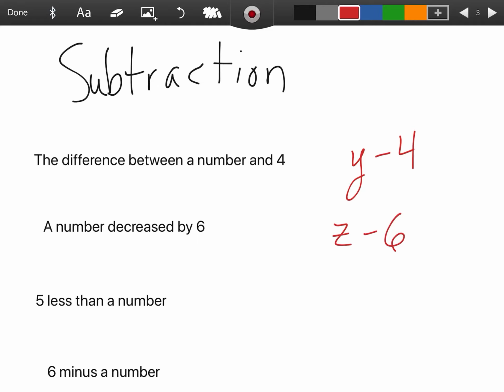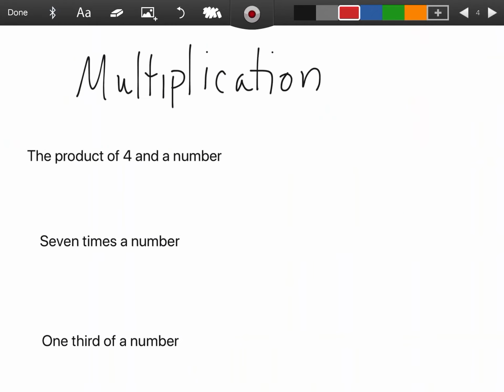Now this next one is a little bit tricky. 5 less than a number. Well, that's going to be that number minus 5, right? If I have 5 less than 9, that's 9 minus 5, which gives me 4. So this is going to be x minus 5. This one is tricky. Even though in the sentence the 5 comes first, it's 5 less than a number. We need to be writing it after. And then 6 minus a number, we'll do 6 minus m.